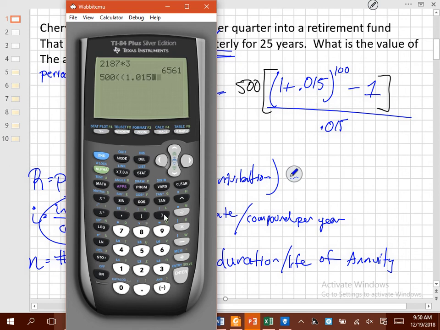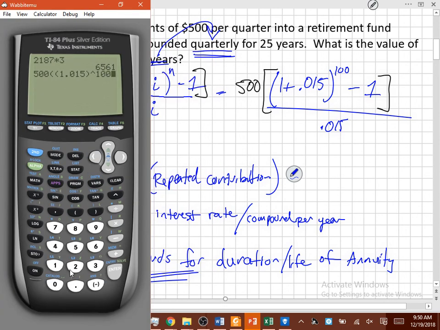1.015, raise that to the 100th, minus 1. Okay. So I need one more parenthesis. What parenthesis am I missing? Or what one do I have too many of? I have too many. Let's see here. Delete. Okay, so I didn't need the extra one.